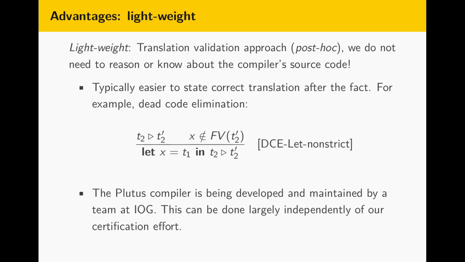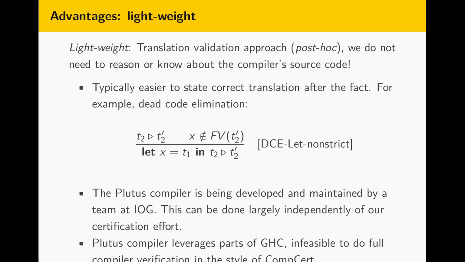Also, the Plutus compiler is developed and maintained by a team at IOG, and they can now largely just do this independently of the certification effort and just focus on compiler engineering instead of proof engineering. Also, the Plutus compiler leverages parts of an existing compiler, GHC, and it is infeasible to do full compiler verification in the style of CompCert, as that would require re-implementing the whole compiler in a proof assistant.